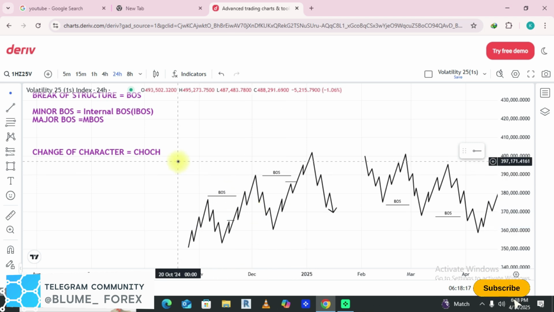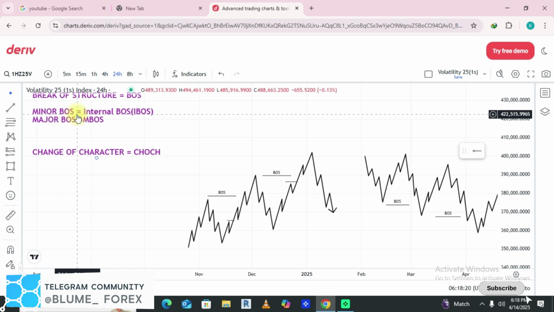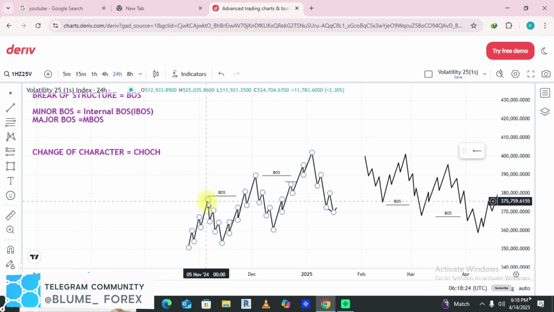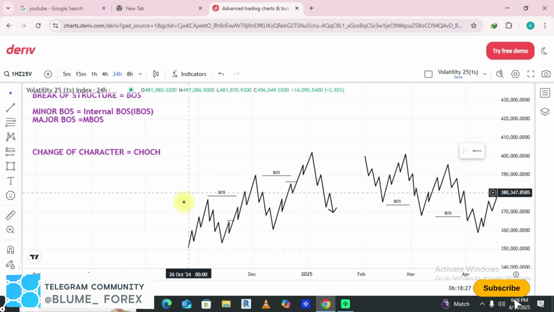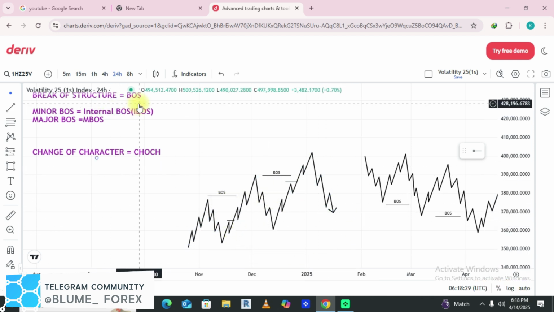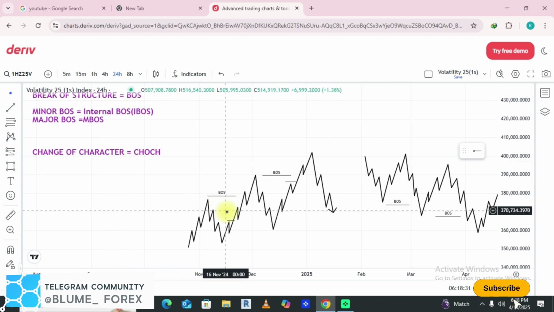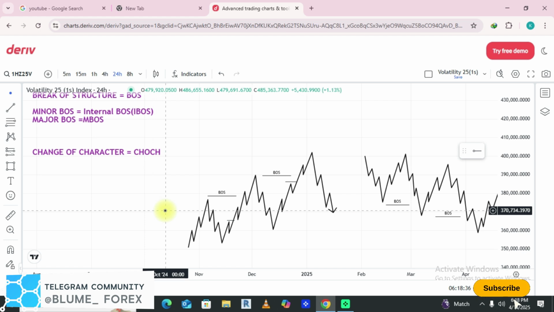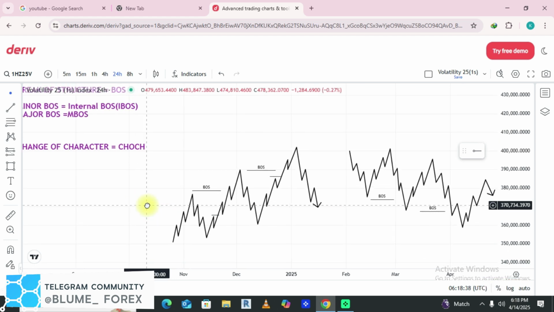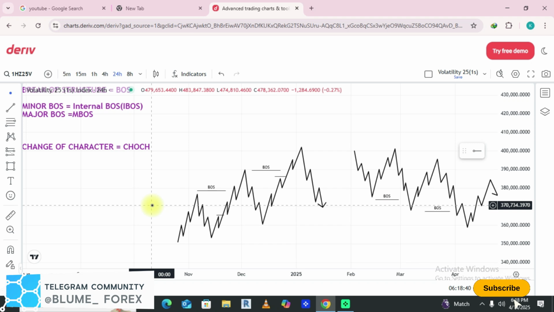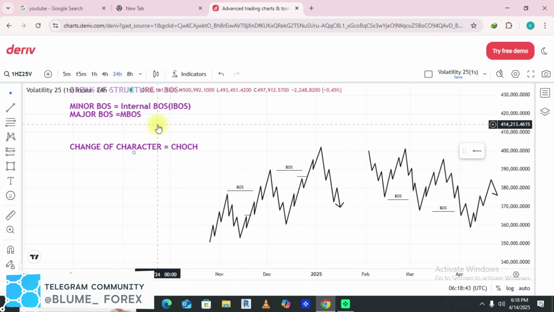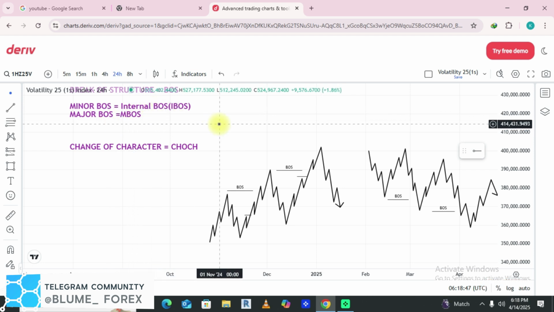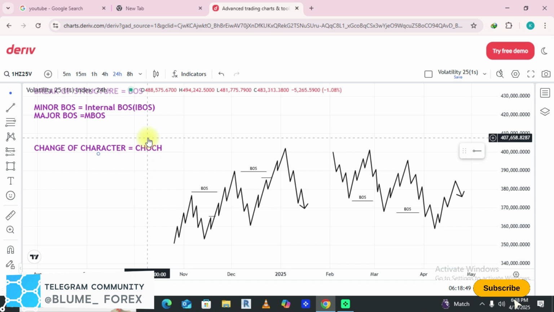So simply put, minor break of structure or internal break of structure, right? IBOS, because I said the minor structures are internal structures to the major structure. So IBOS is break of structure happening on the internal structures, and MBOS is break of structure happening on the major structure, right? So MBOS is major structure break of structure, right? And then IBOS is internal structure break of structure.